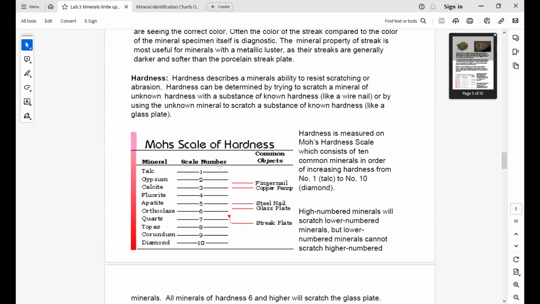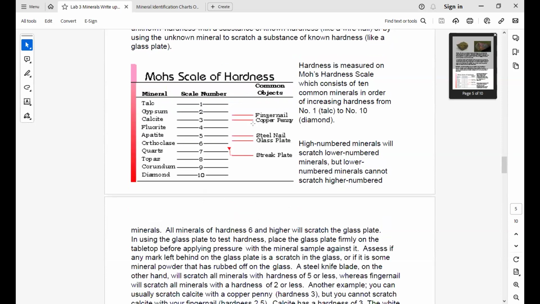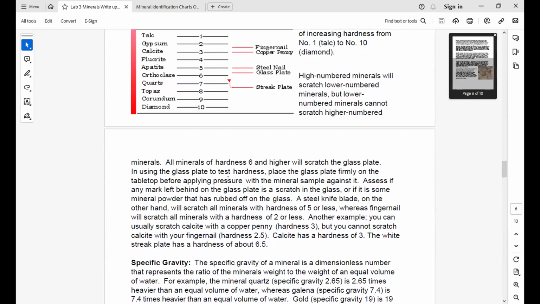Okay, and we're going to use these objects here in our toolkit that comes with your kit in order to investigate how hard the minerals are. We're going to document that.